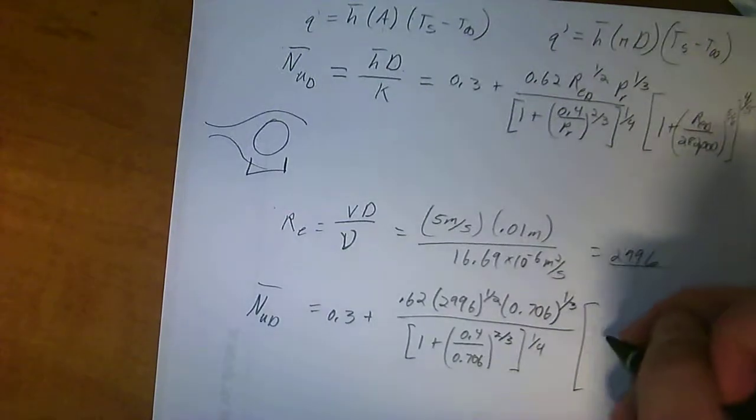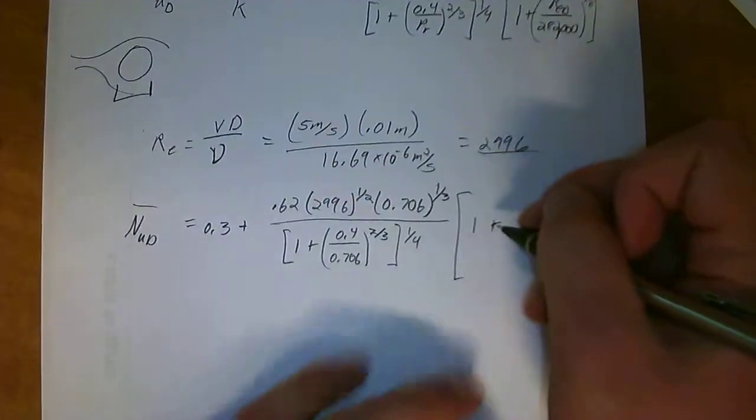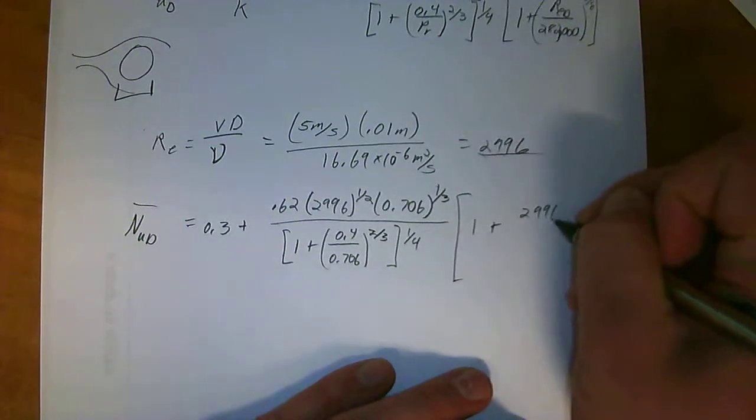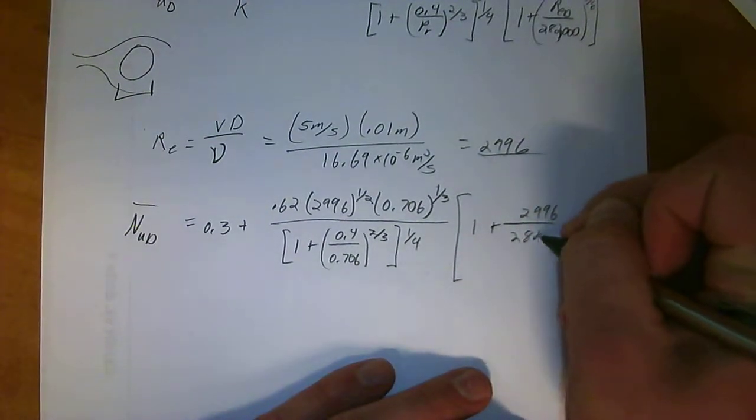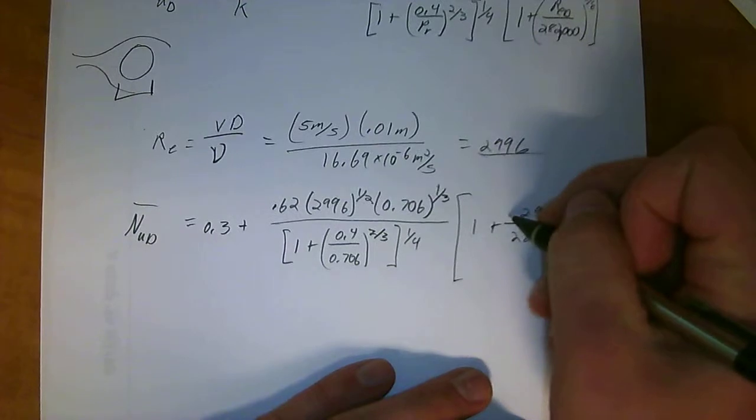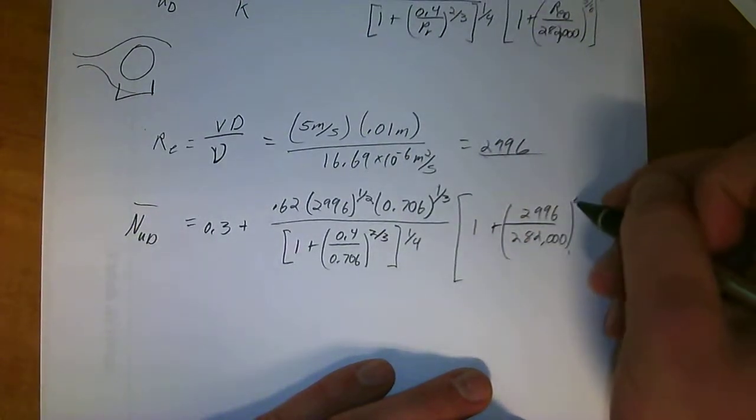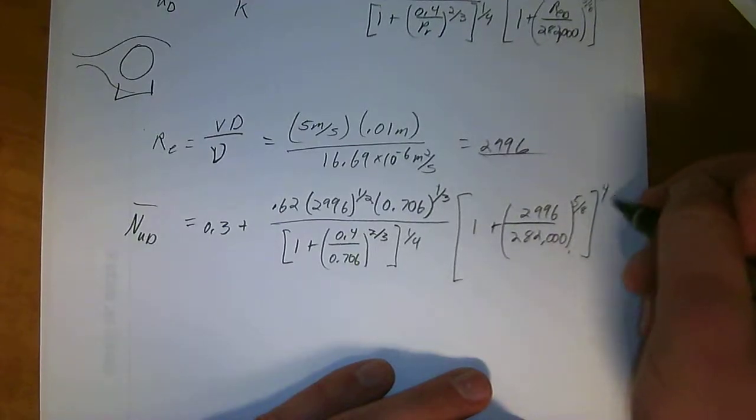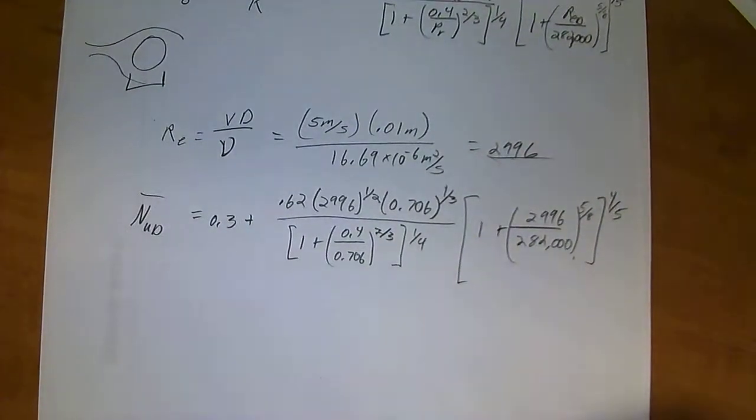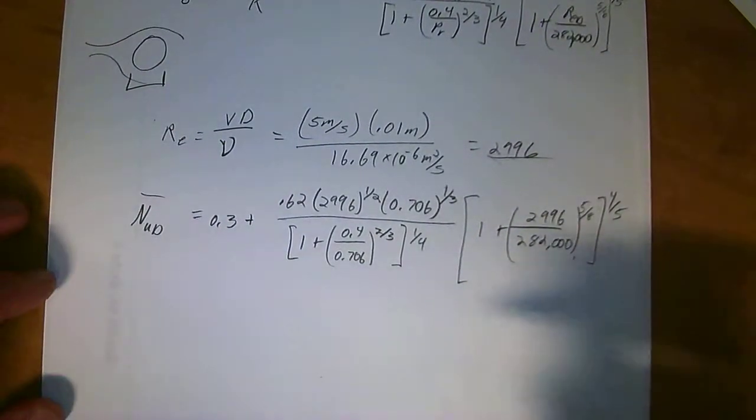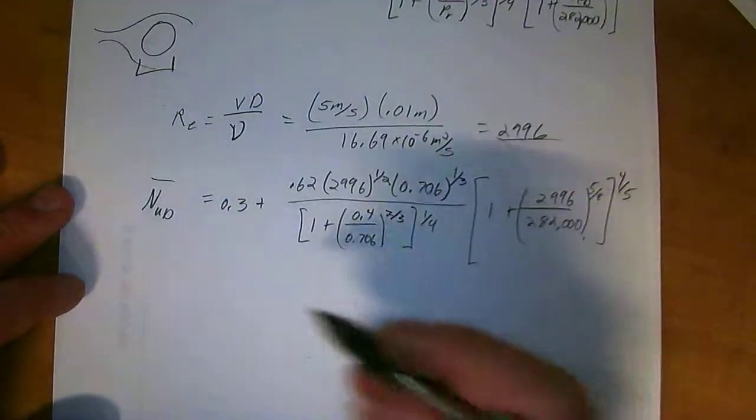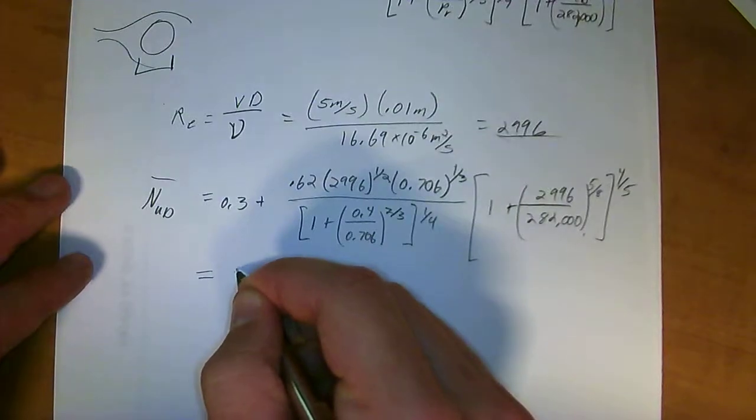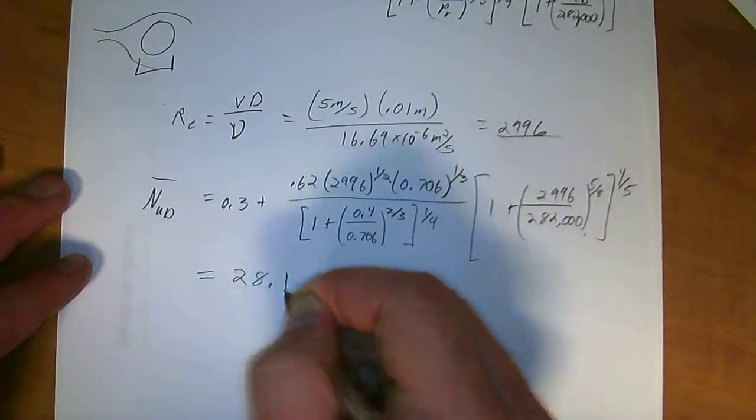And this is all multiplied by 1 plus 2996 all over 282,000, to the 5 over 8, to the 4/5. And if you calculate that whole thing out, or even better, put it into MathCAD or Mathematica and not even get your calculator involved, you end up with 28.1.